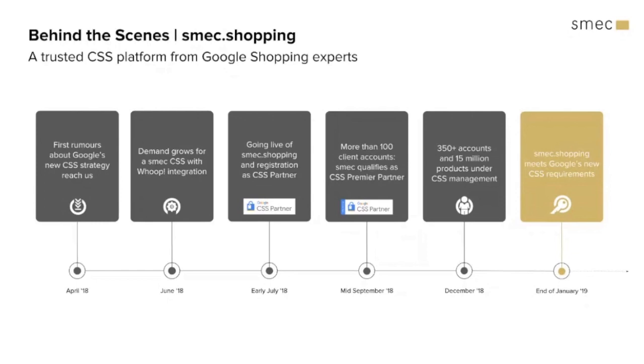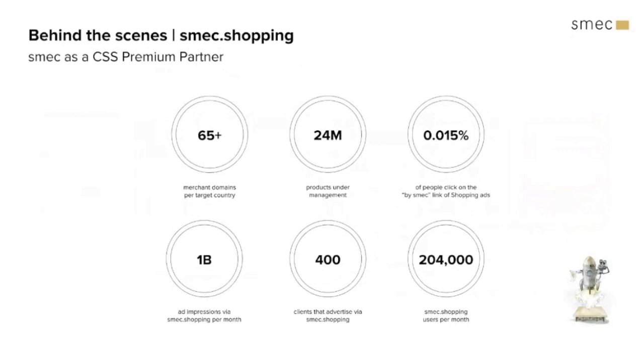So we ourselves meet all of the CSS requirements. And of course, as most of you may know, Google have just released new requirements for being a qualified CSS. And we'll go into some of the reasons why they did that and how we've responded to that later in the webinar. So behind the scenes, what is happening at smec.shopping, which is our CSS-enabled website? You can see that we have 65 plus merchant domains per target country. So we easily qualify.